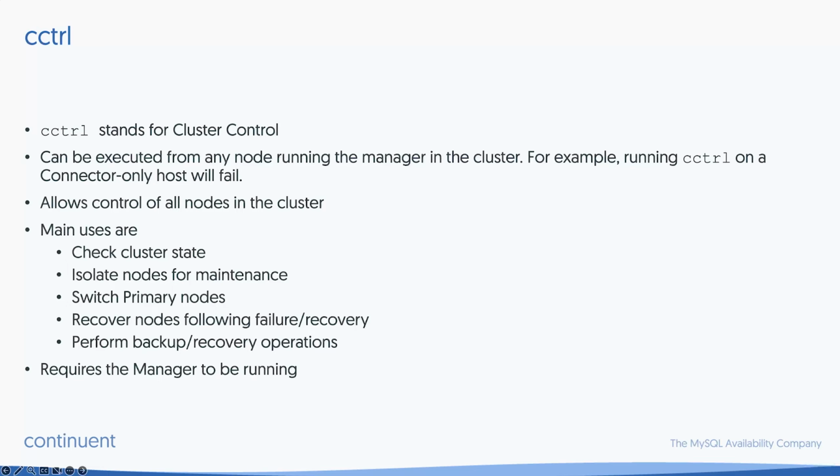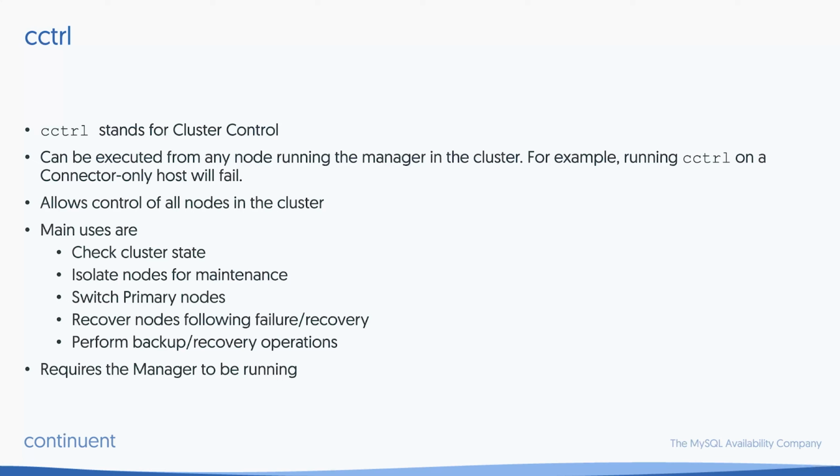Okay, the next tool, cctrl. This stands for cluster control, and it's the main entry point for managing the cluster, from viewing the status of the node to issuing switches within the cluster. All of these commands can be performed within cctrl. You can issue this on any node running a manager, and you will see the same view consistently across all hosts within the cluster. Just a few of the options are listed here. So checking the cluster state, isolating nodes, switching, recovery. But if you run cctrl help, there are many more different commands you can run.